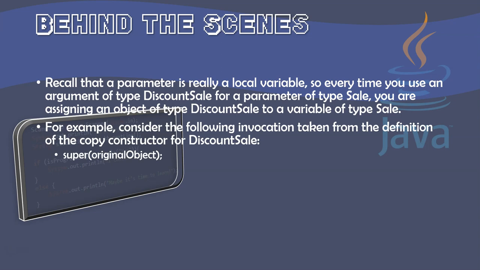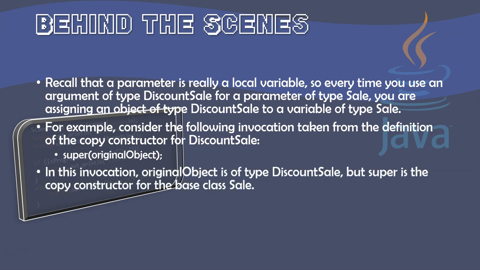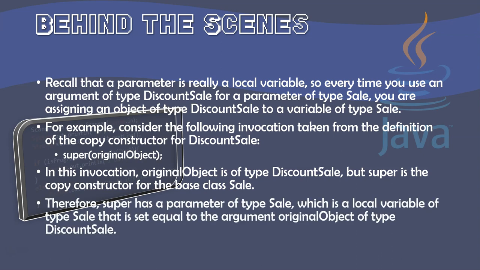So for example, consider the following invocation taken from the definition of the copy constructor for DiscountSale: super(originalObject). This originalObject is actually of type DiscountSale, but the super is the copy constructor for the base class Sale. Therefore, super has a parameter of type Sale, which is a local variable of type Sale that is set equal to the argument originalObject of type DiscountSale.